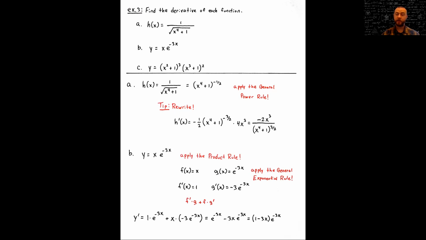All right, when you're ready, we'll take a look at part C, which is probably one of the more complicated examples so far in the course, since we're applying the product rule and the chain rule, maybe in a different order than what we've done already. When you're ready, let's get to part C.